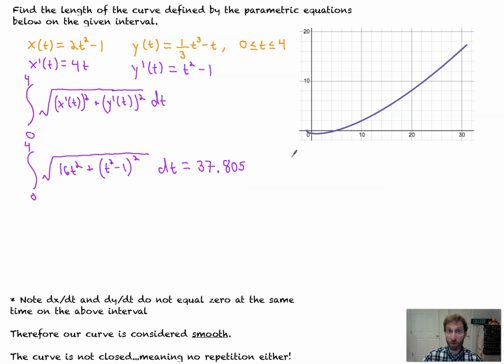The curve's not closed, meaning it's not a circle, so there's no threat of repeating over the same track. You could have a looping curve, right? And that would still find the arc length. That's not a closed curve. So closed curves, you've got to watch out for repeating yourself again and again. All right, that's it for arc length.